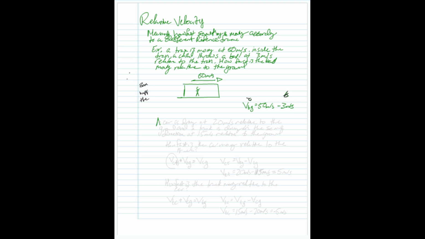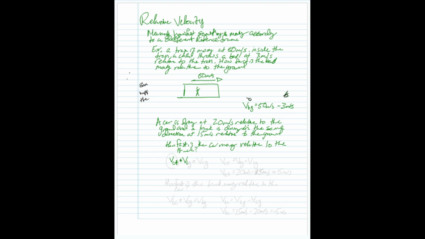Let's do a harder example. A car is driving at 20 meters per second relative to the ground, and a truck is driving in the same direction at 15 meters per second relative to the ground. How fast is the car moving relative to the truck? So if I'm sitting in the truck, how fast does the car appear to be moving to me? I'm trying to find the velocity of the car relative to the truck.